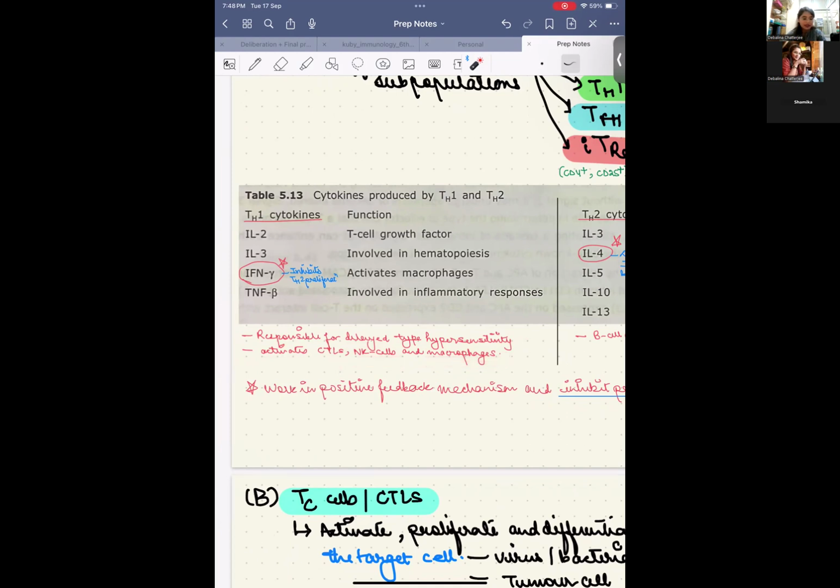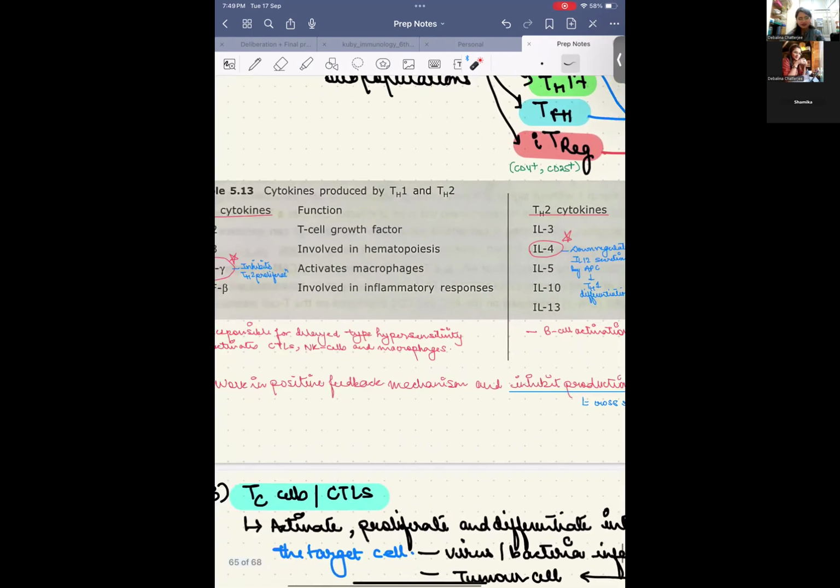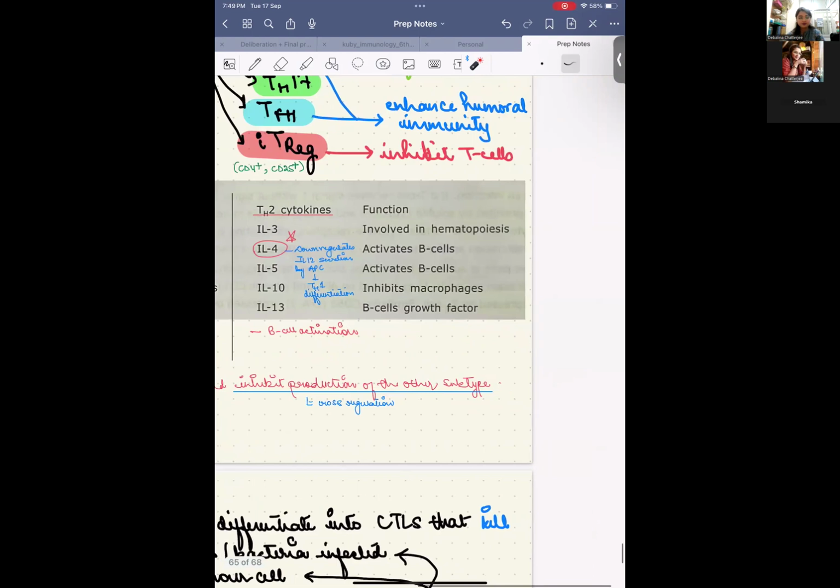So, which cytokines are produced by TH1 cells? The IL-2, IL-3, interferon gamma, and TNF beta, right? So, IL-2 helps in T cell growth. IL-3 helps in hematopoiesis. Interferon gamma activates the macrophages, and TNF beta is involved in the inflammatory response, which means the cells of your innate immune system. Okay. Now over here, these are just some things for you to remember.